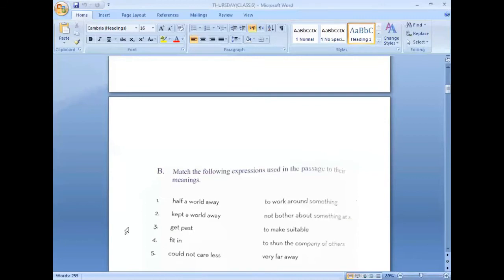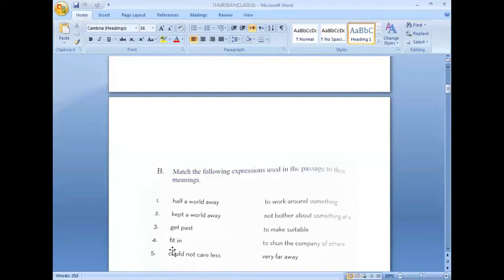So get past here means to work around something. That means you are able to stop someone or something from affecting you. So get past means to work around something.